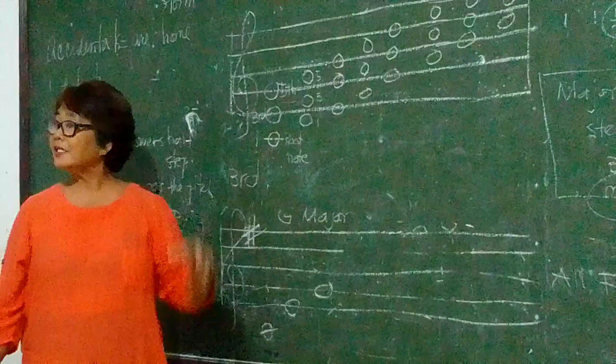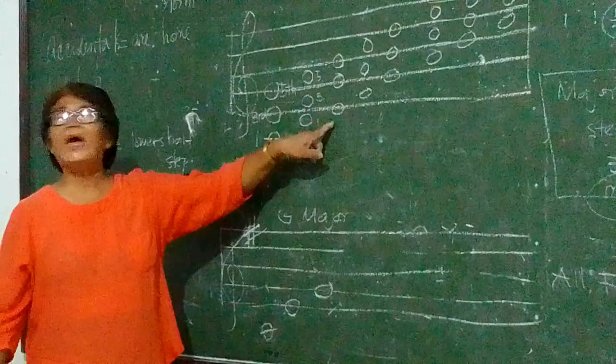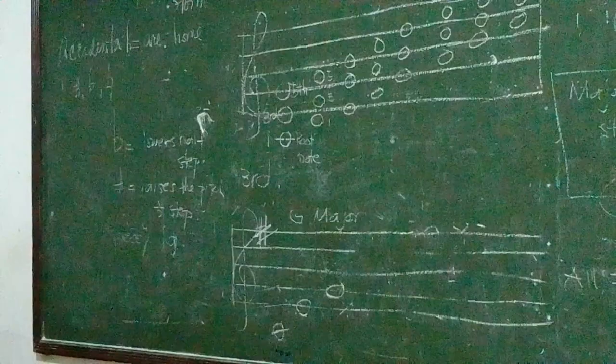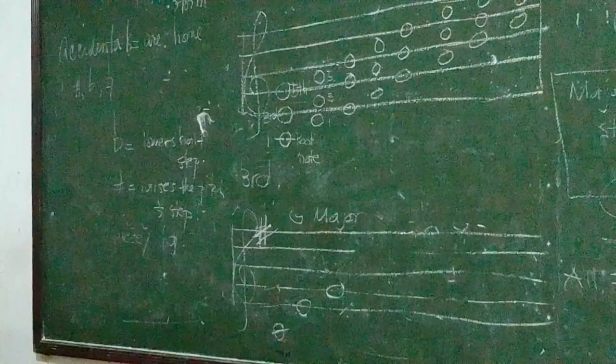Let's test it. When the do is on the line, one, okay. Line, space. When the do is on the space, mi and so are on the spaces. When your do is on the line, mi and so are on the lines. Clear?